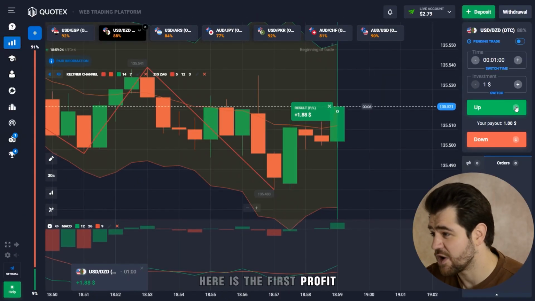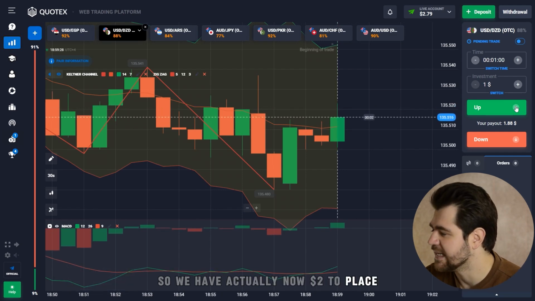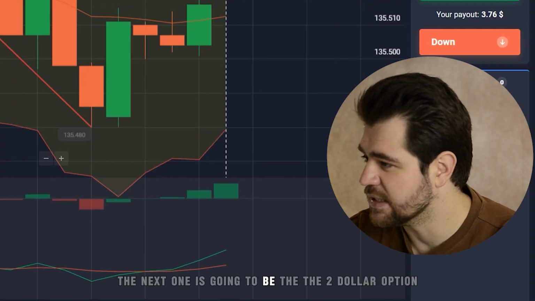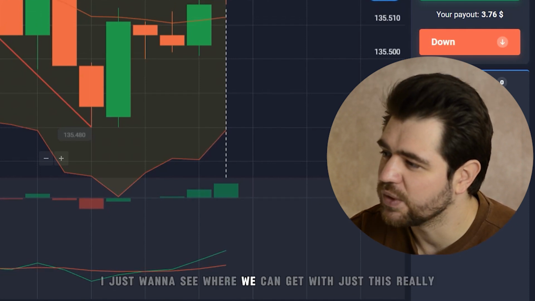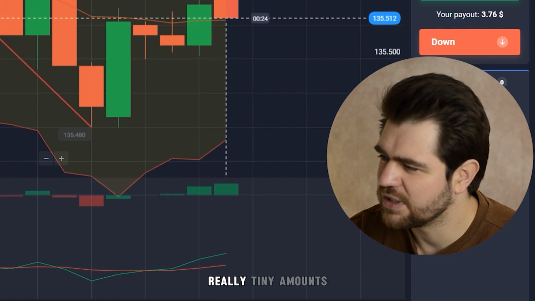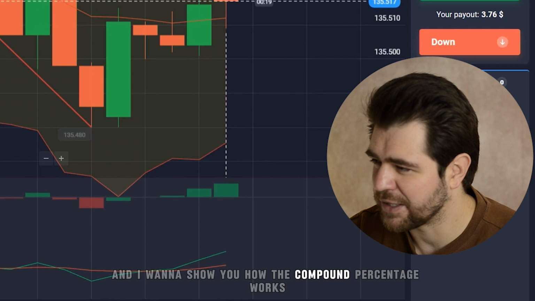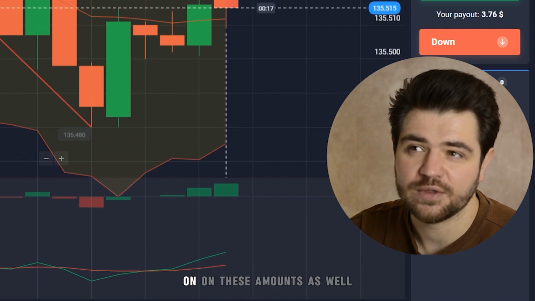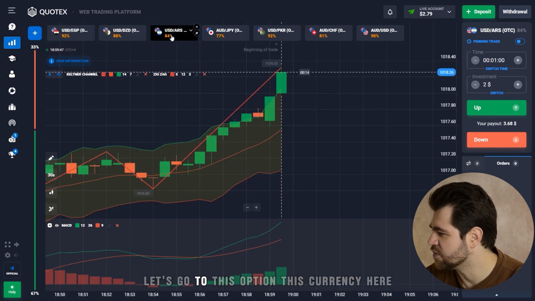Here is the first profit, so we now have $2 to place. So the next one is going to be the $2 option. I just want to see where we can get with just these really tiny amounts, and I want to show you how the compound percentage works on these amounts as well. So let's move on. Let's go to this currency here.